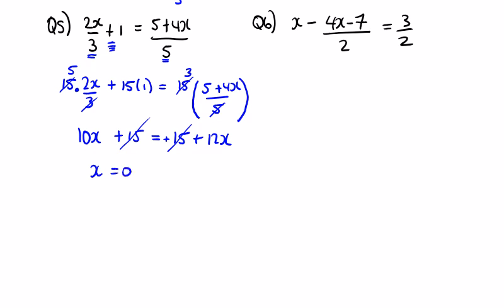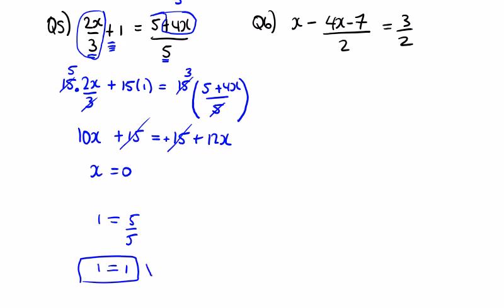Now if we go back in, let's just verify that first to see. Up the top, if x is 0, this is 0, and this part of it is also going to be 0. So look what you're left with. You're left with 1 is equal to 5 over 5. 1 equals 1. So yes, x is 0. So that's verified.